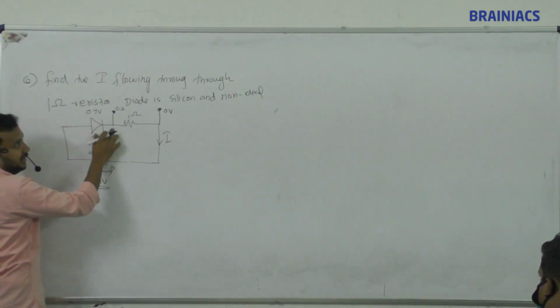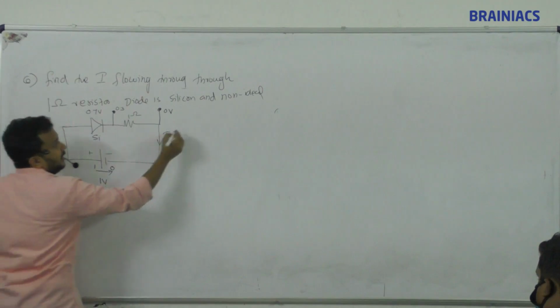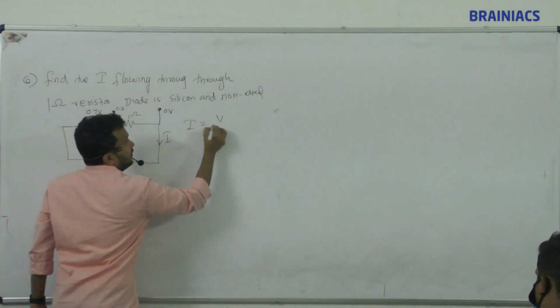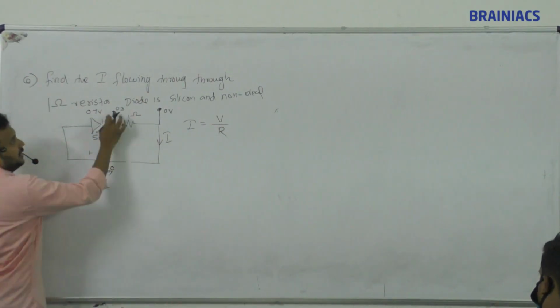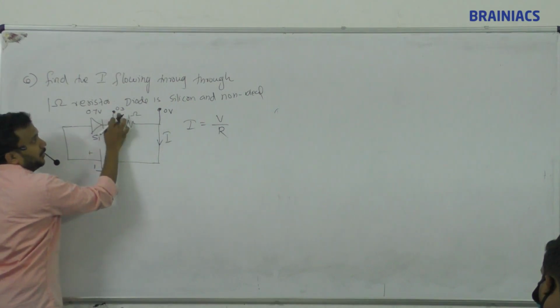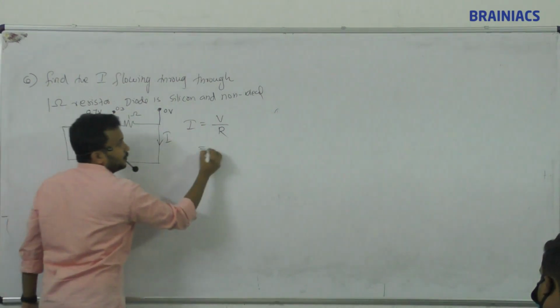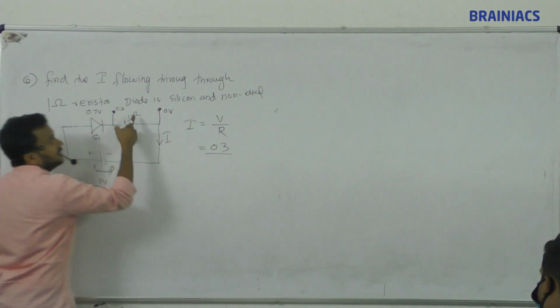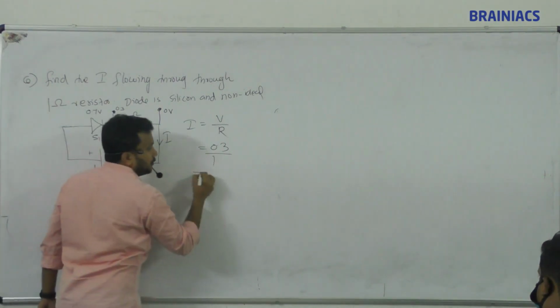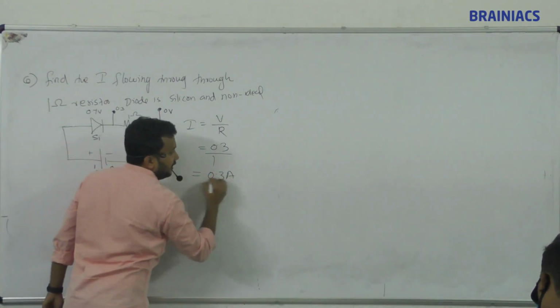So the diode took 0.7. So what is the current? Current is equal to voltage by resistance. What is the voltage between these 2 points? 0.3 minus 0, so 0.3. Resistance is how much? 1 ohm. So the answer is 0.3 ampere.